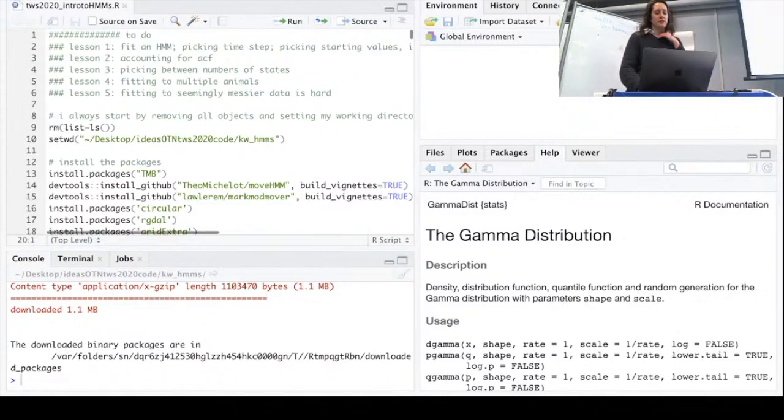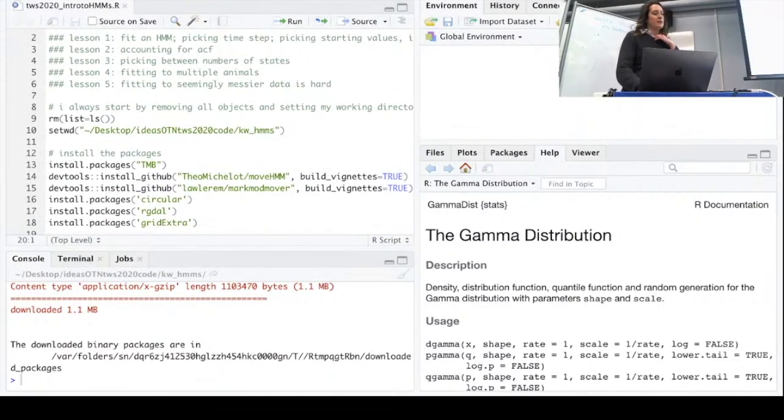Yeah, so the first step, we're just going to fit an HMM and look at the time steps, starting values, and interpretation. In the second step, we're going to look at accounting for autocorrelation in the step length residuals. In the third lesson, we're going to look at picking between different numbers of states, so that's another assumption that we already alluded to. And in the fourth lesson, we can look at fitting to multiple animals. And finally, in the fifth, we're going to try to fit to some data which is seemingly a little bit messier.